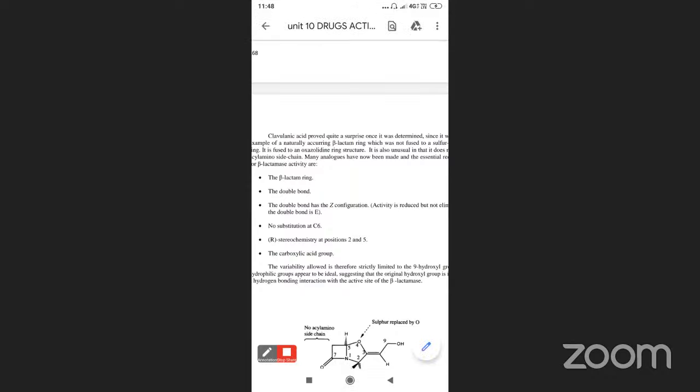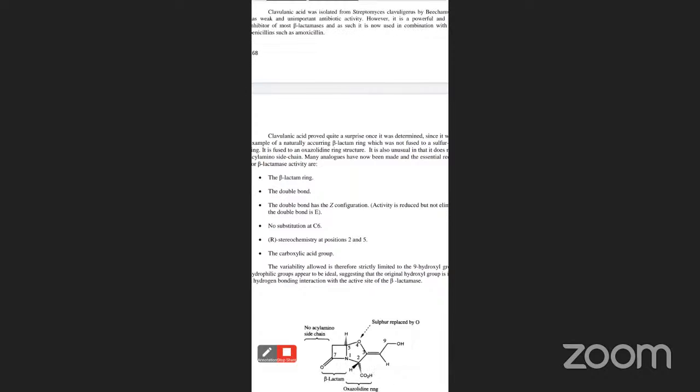Just recall the penicillin structure and compare it with the clavulanic acid here. So what structures are changed? You can see the modification. Here the beta lactam ring is there. The beta lactam ring is there in the penicillin as well as your clavulanic acid. That is common for both the drugs here.